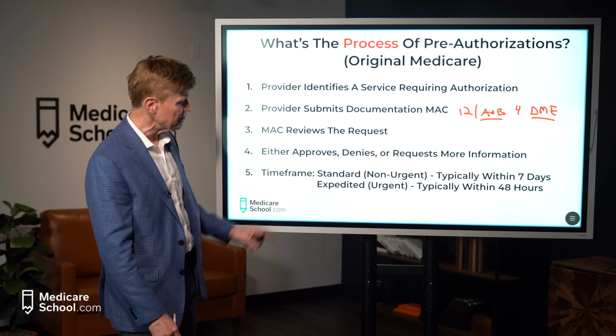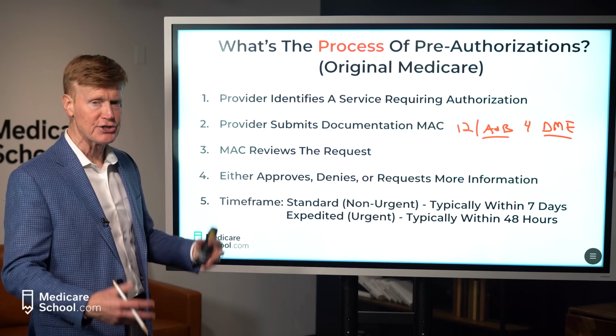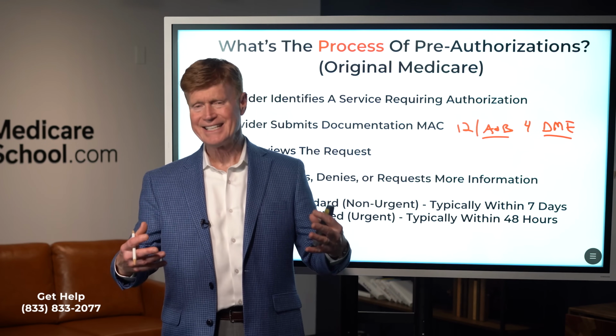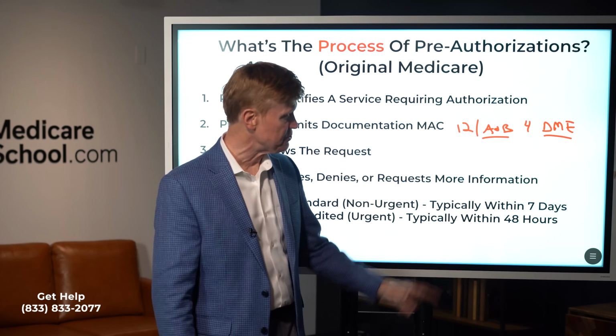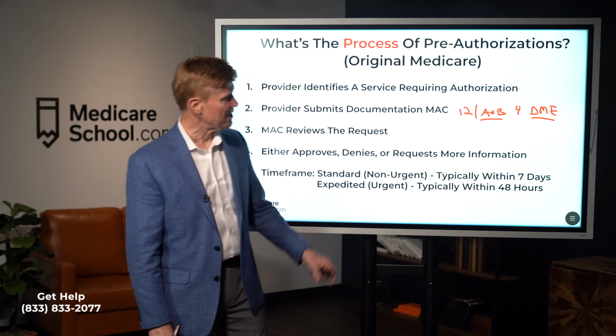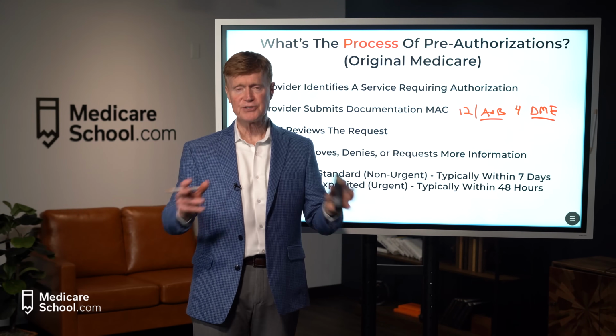How long does this take? Well, notice a standard, which they call a non-urgent type request. Medicare says those are typically done in less than or within 7 days. If it's urgent, some emergency situation, turnaround time is usually less than 48 hours. All right, so that's the process if we're in the original Medicare system.